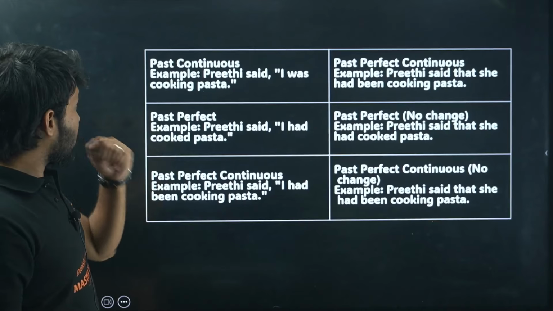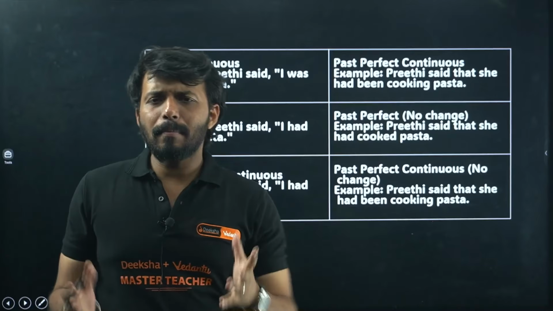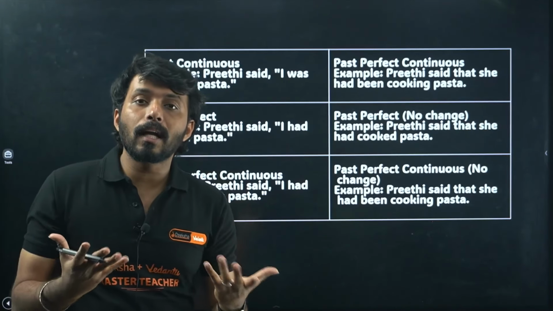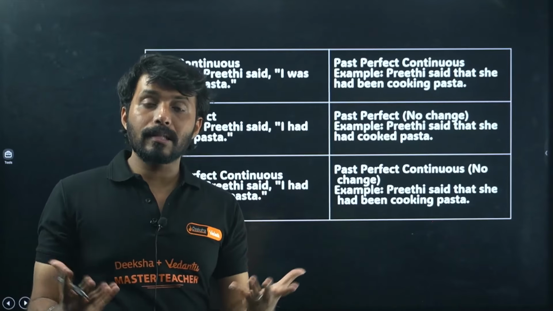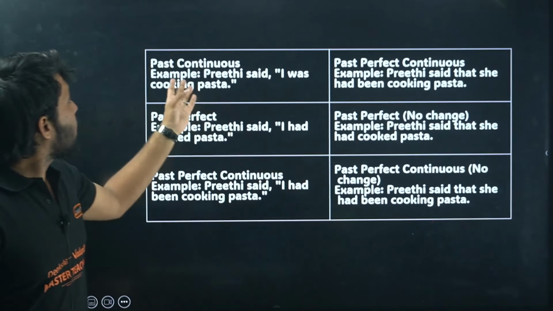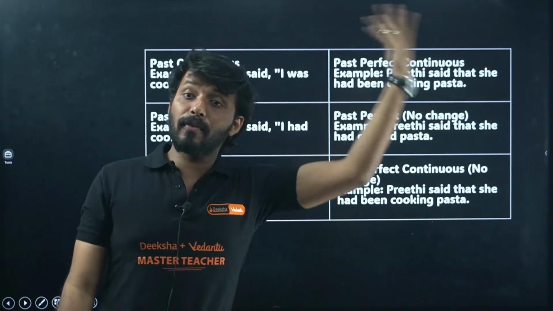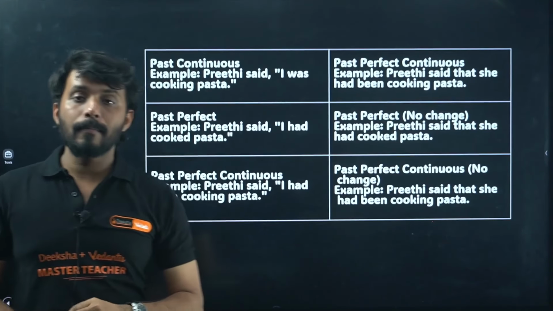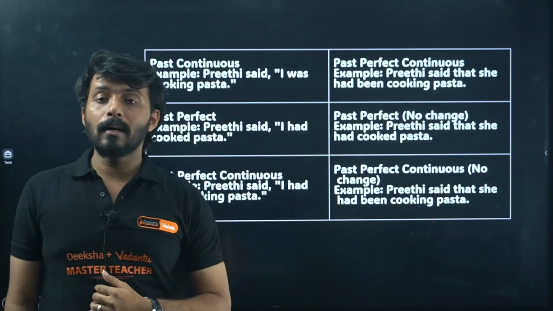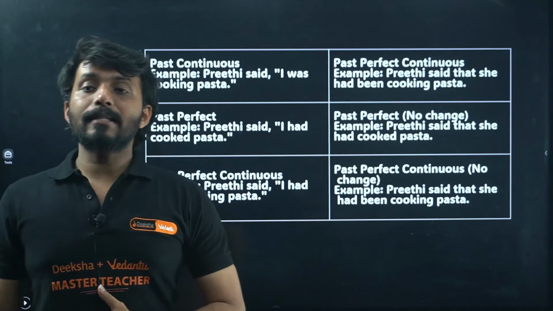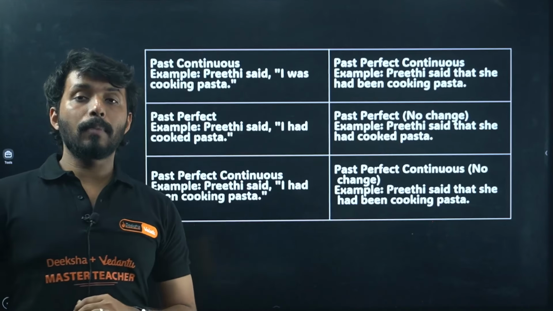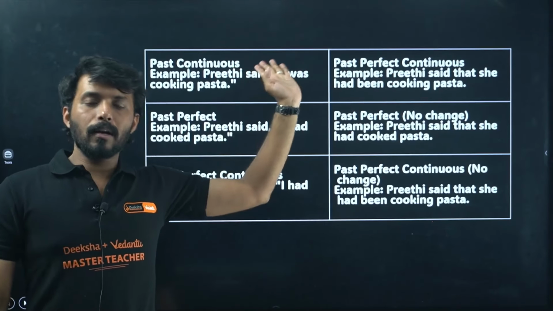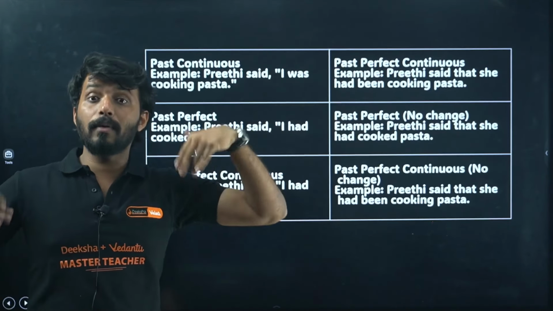Yeah, here you have past continuous. Again, past continuous is in the simple form. But what did I say earlier? We are striving for perfection, striving to be perfect. So past continuous again becomes past perfect continuous. Preeti said, "I was cooking pasta." How do I report that? Preeti said that she had been cooking pasta. So now when converting, the past continuous has become past perfect continuous.